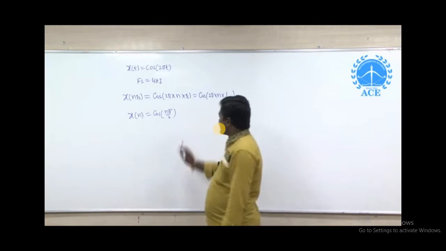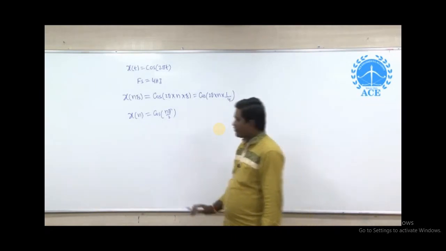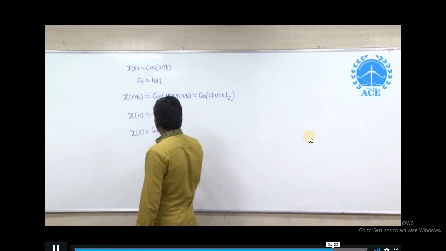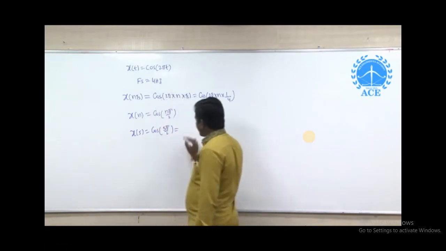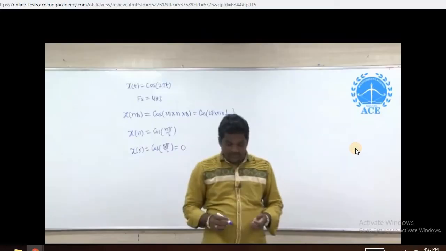So here this is the resultant discrete time signal. What is the value of this signal at n equal to 5? That is the question. So x of 5 is equal to cos 5 pi by 2. So cos 5 pi by 2 value is nothing but 0. So C is the right answer.